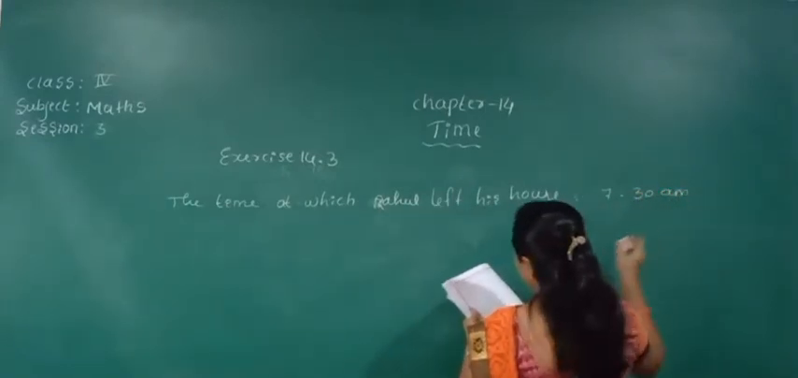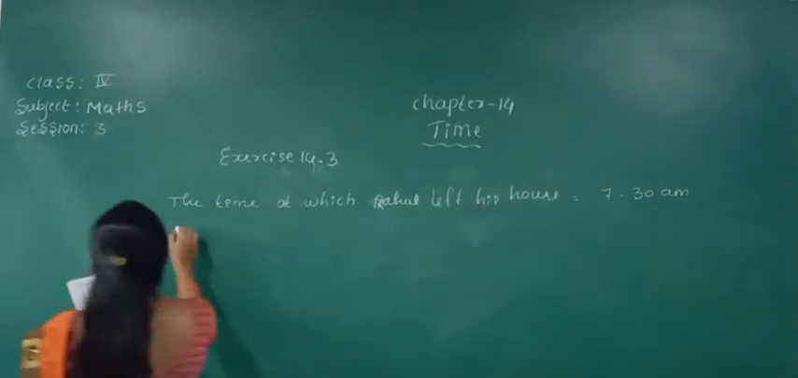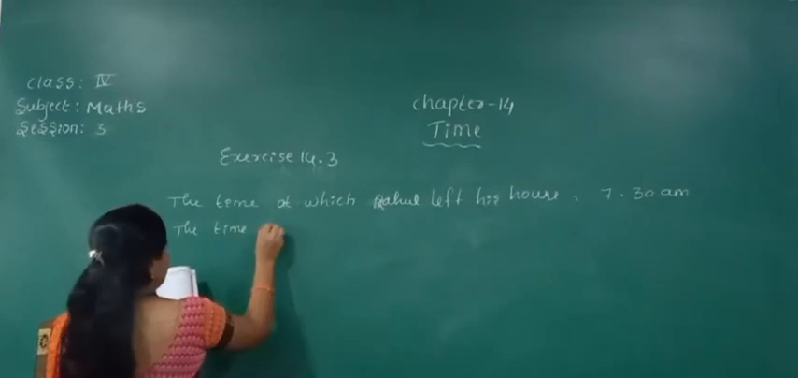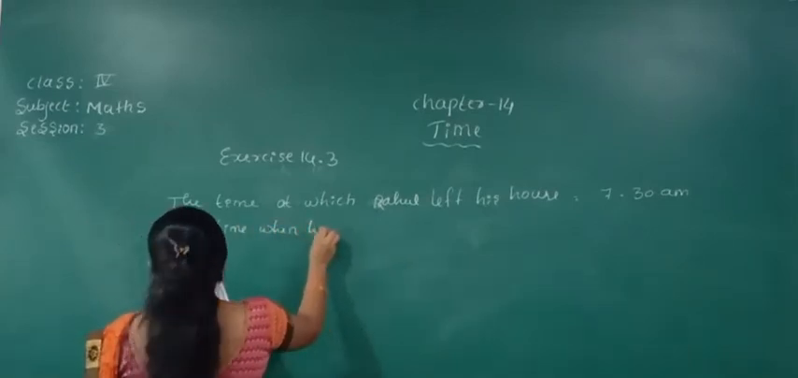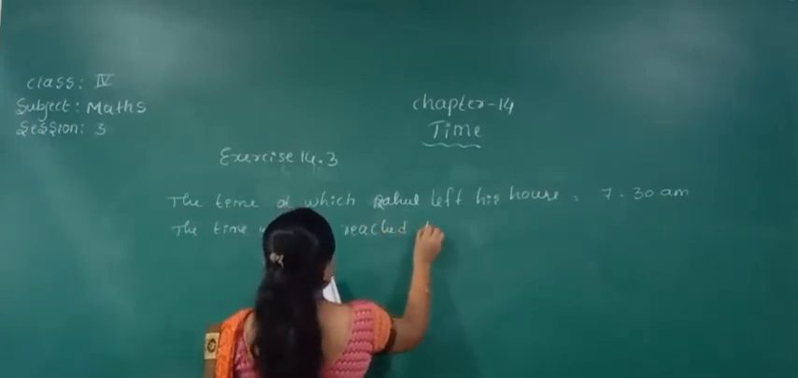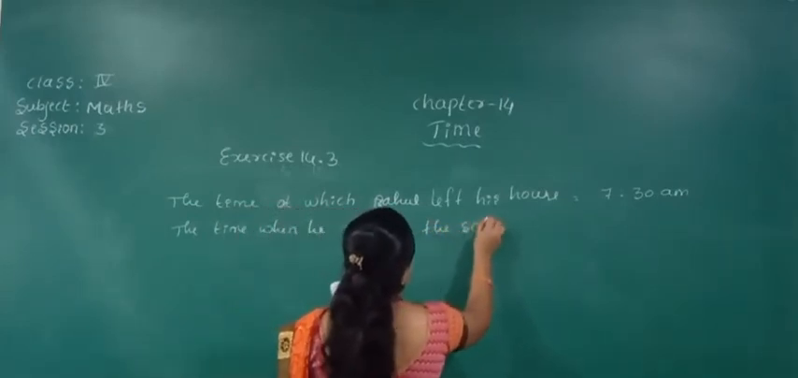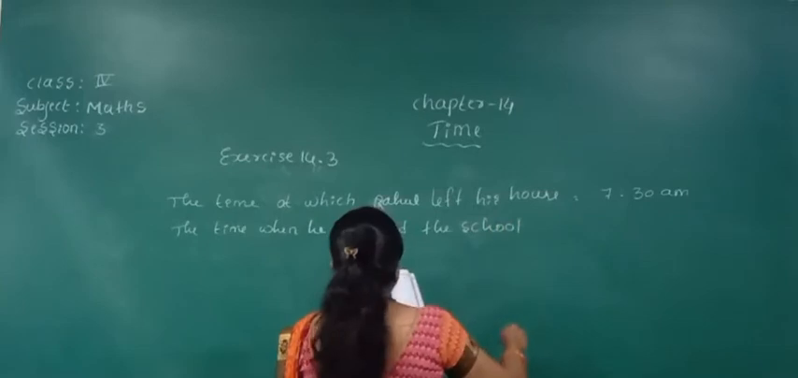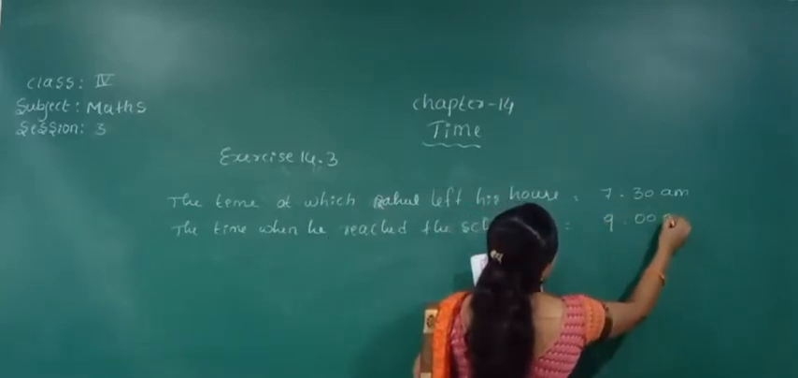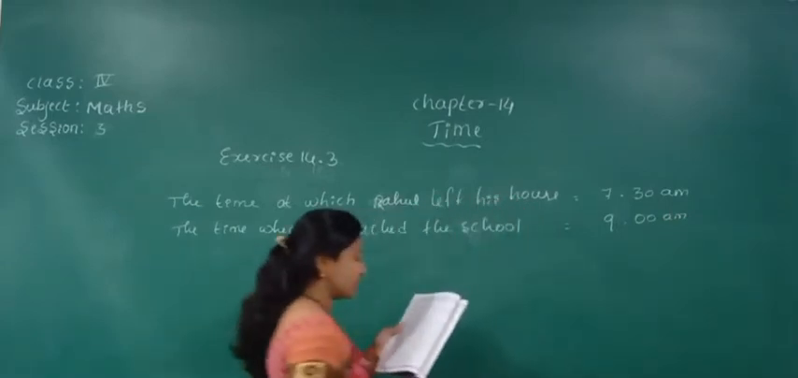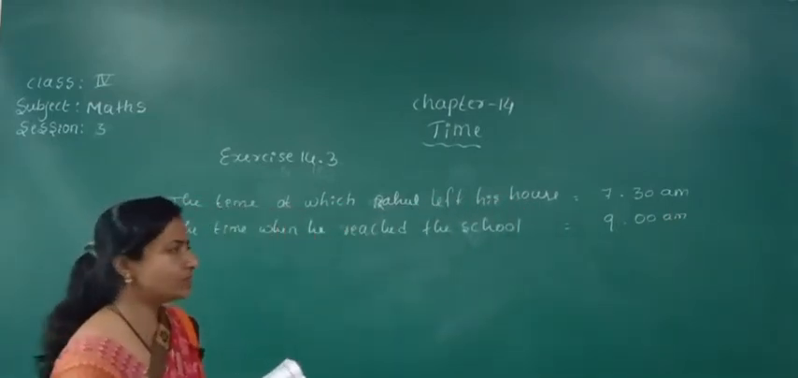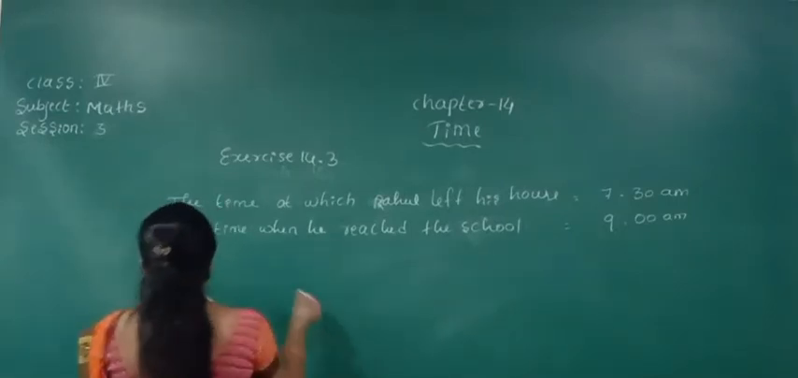Okay, morning 7:30 a.m. The time when he reached the school, at what time? School is 9 o'clock. Yes, so 9 o'clock a.m. So the time taken to reach the school, how much time was taken to reach the school?